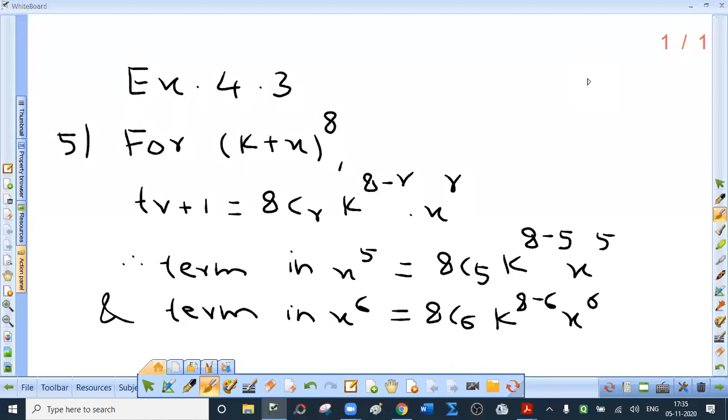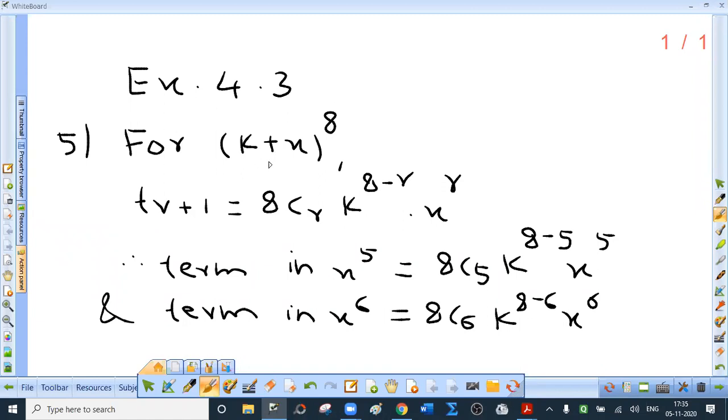Sum number 5 from exercise 4.3. In the expansion of (k + x)^8, the coefficient of x^5 is 10 times the coefficient of x^6. Find the value of k.